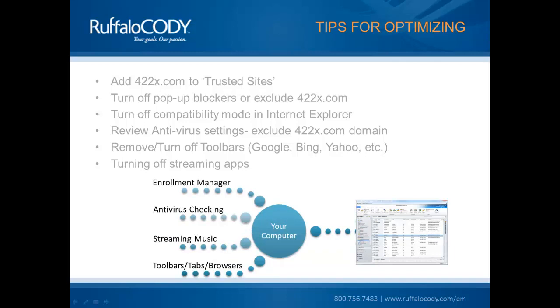Because when you think about what you're doing on your desktop with Enrollment Manager, it's basically a pipeline. There's a pipeline coming from us in our data center to your computer. And part of that pipeline is streaming Enrollment Manager data to you. And if you have lots of other things going on in addition to that, antivirus kinds of checking, streaming music, or toolbars that are doing lots of work, all of those are helping clog up that pipeline. And we want to make sure that the pipeline is as clear as possible for the stuff that's important. And in this case, it's Enrollment Manager data.